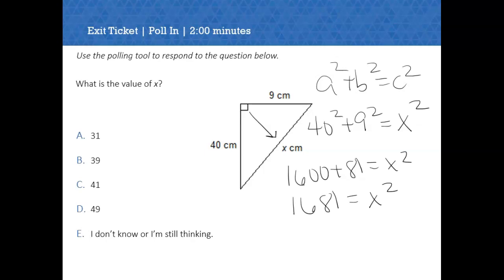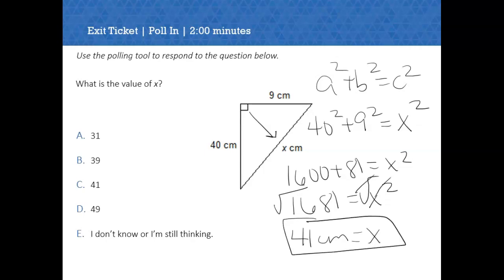So we need to square root. We square root that number, and we get 41 centimeters. So those are just the different ways to use the Pythagorean theorem.